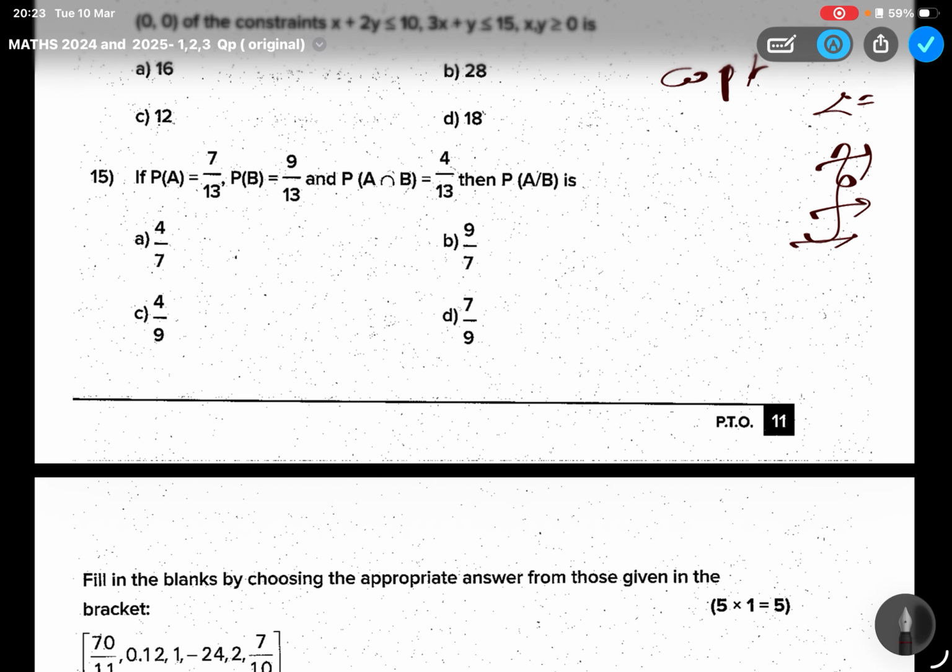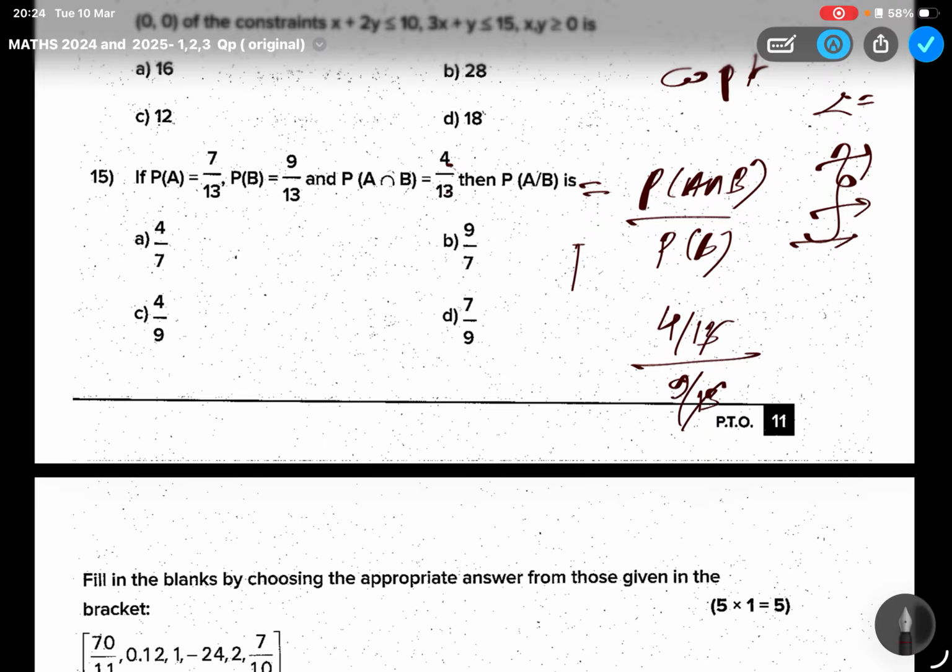Now they have given the probability of a given b. They are asking a given b and given a b intersection. So what is the formula of probability of a given b? Probability of a intersection b divided by probability of b. What is probability of a intersection b value? 4 by 13 divided by what is probability of b? 9 by 13. 13 13 cancel, 4 by 9 is the answer.